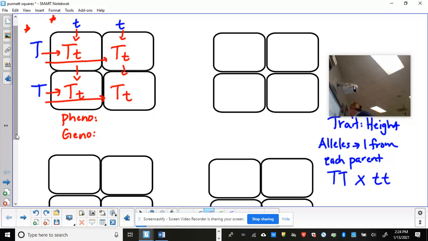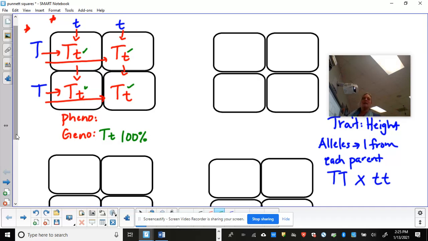So let's look at our genotypes first. And I want you to notice this is an easy one because there's only one possible letter combination. You'll notice that they are all big T, little t. So I'm going to put big T, little t here. And we're going to attach a percent probability to this. So this is easy. It's 4 out of 4. That's 100%.